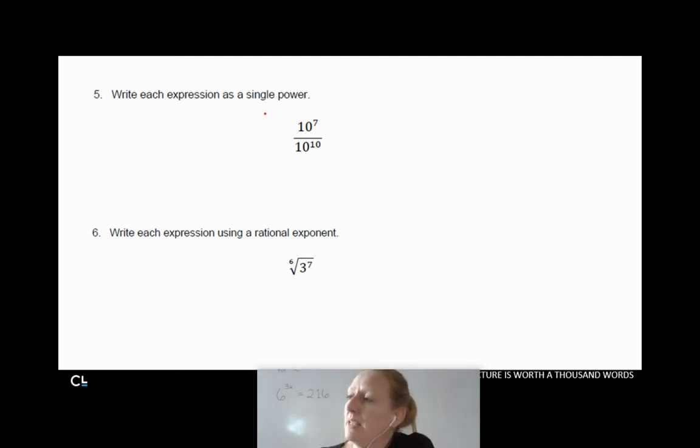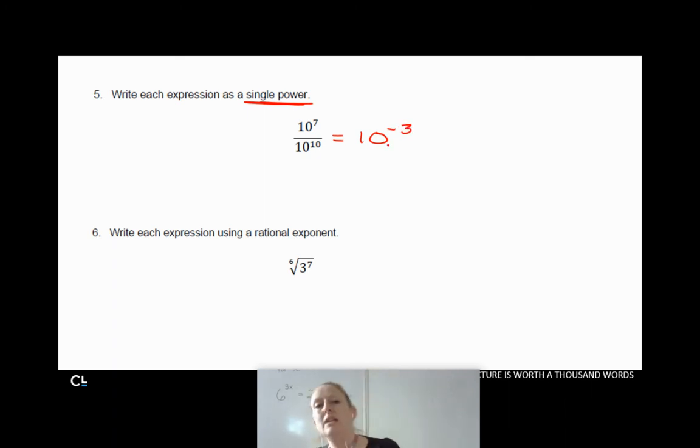This is to write the expression as a single power. Well, I can see here that I have the same base. So I'm going to keep that base of 10. And you know that if you're dividing these with the same base, you subtract the exponents. So 7 minus 10 is -3.